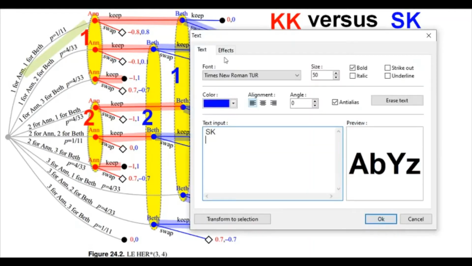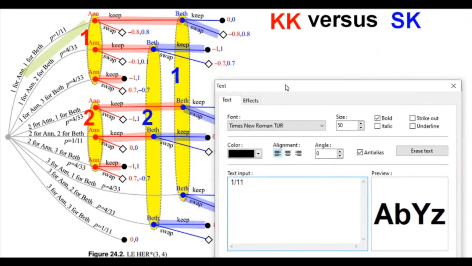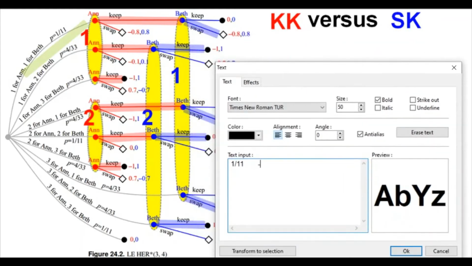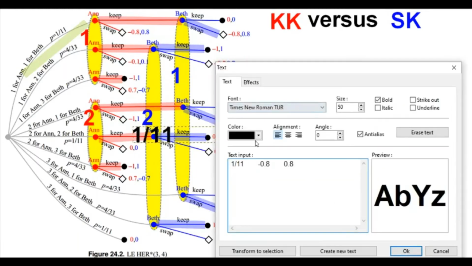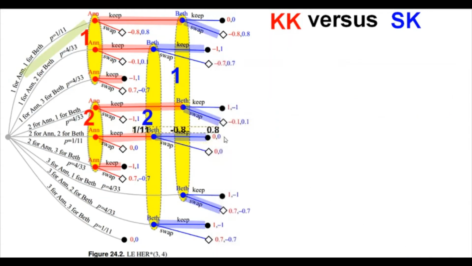Let me write it down. So probability is 1 over 11. And the outcomes are, let me see, negative 0.8. And let me also make little blanks here, and 0.8. So, oops, maybe I make it a little smaller. 20 might be good. This is what happens in one of the cases.